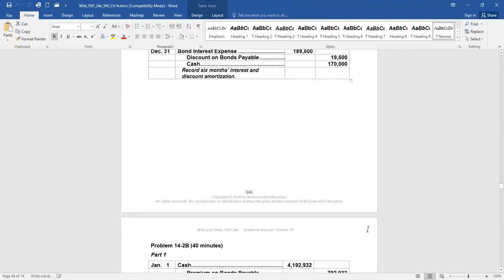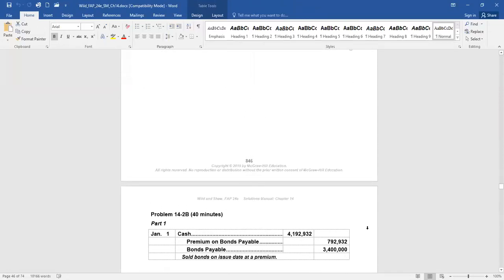Now let's take a look at 14.2b. In 14.2b, we're going to have the same scenario, except one thing changes. Now we're selling the bond for more than its face value. We're selling it for $4,192,932. So debit cash for the total amount we sold it for, credit bonds payable for the face value. The difference, since we sold it for more than its face value, is what we call premium on bonds payable.